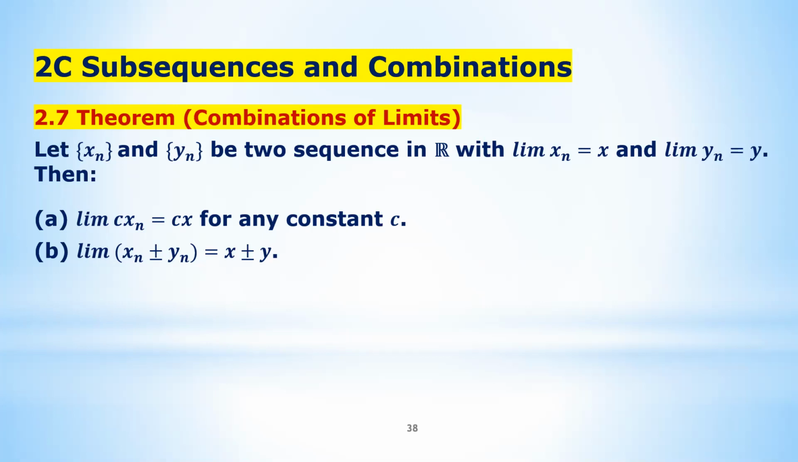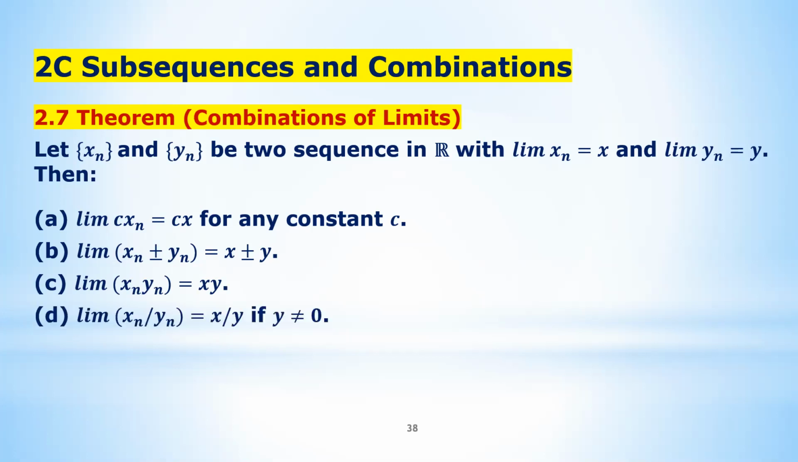Now the result has 2 additional parts. Part C means product. So you multiply the sequences xn and yn, and this means that you're multiplying the limits themselves. And divide follows the same rule. But where you have divide, you have to assume that y is non-zero. Otherwise, you cannot divide. Okay, so in this section, we are focusing on these 4 results.